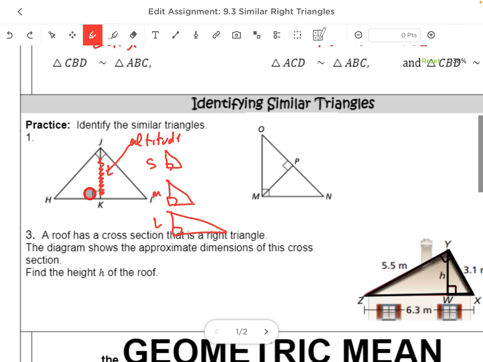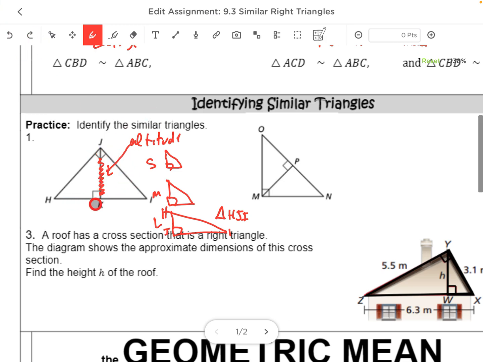Let's call this the big one, this large one. Let's go with J where the right angle is. That's going to be the middle. So we'll say HJI. If that's HJI, then we would call that triangle HJI.